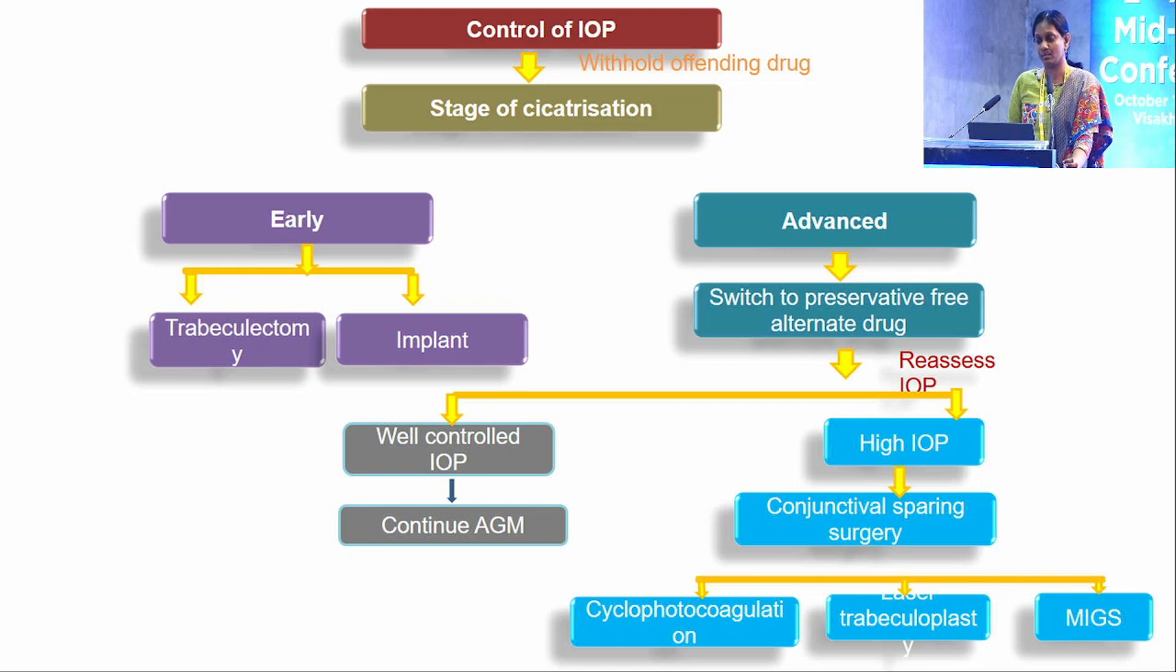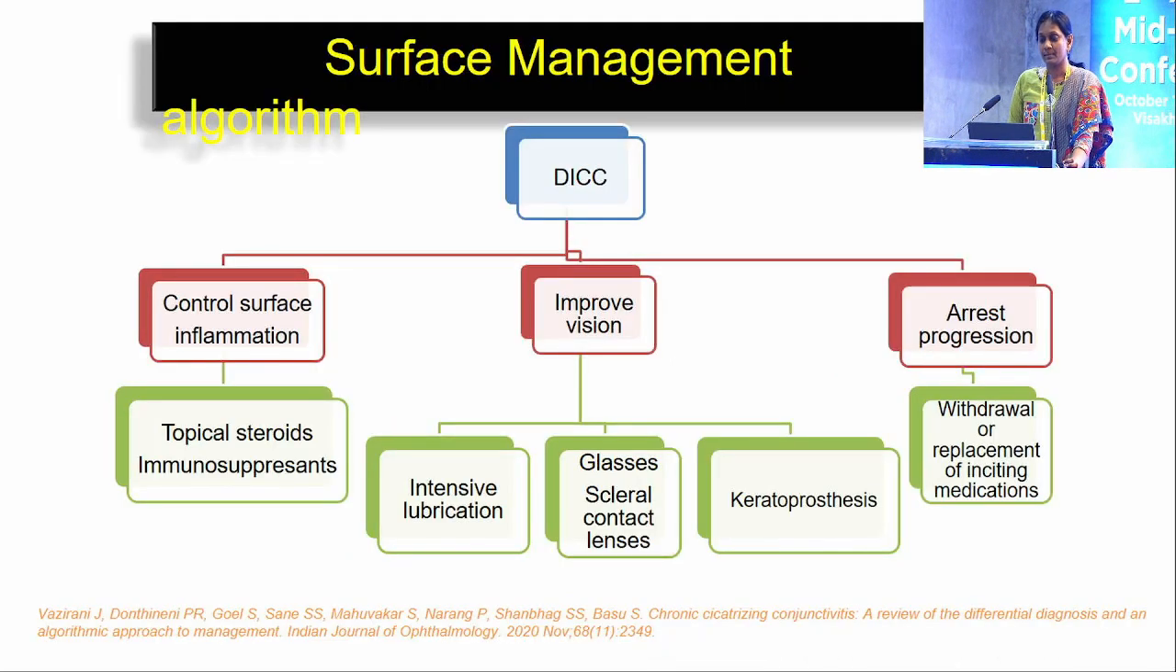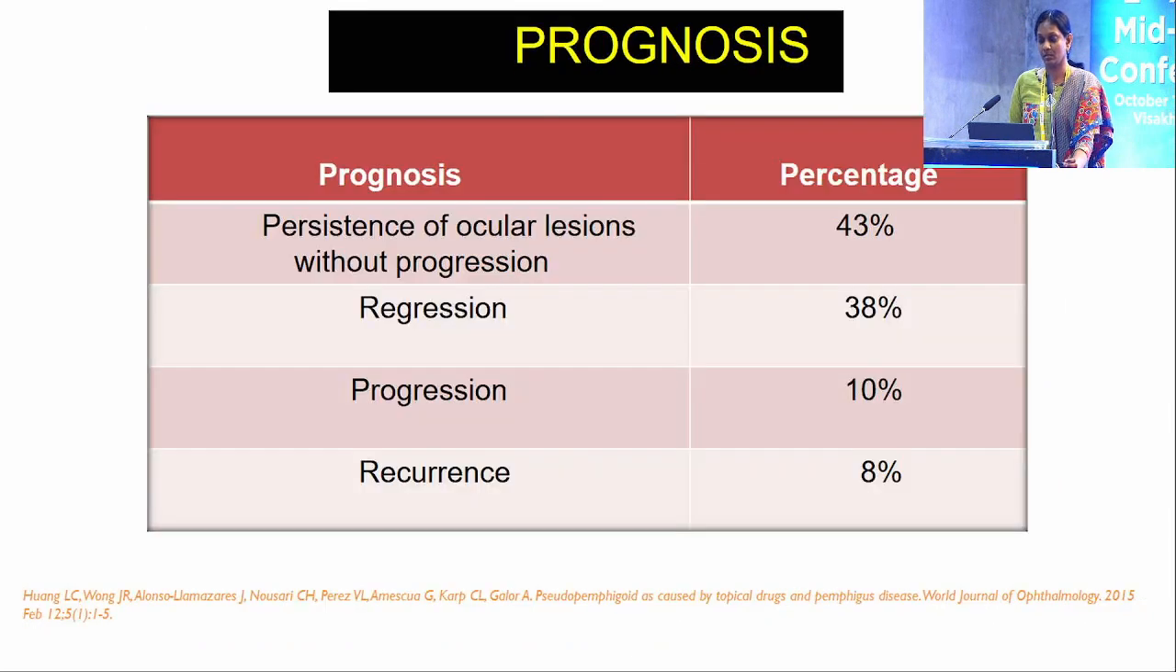Coming to the surface management algorithm, we need to control the surface inflammation by giving topical steroids or immunosuppressants, and to improve vision, we need to give intense lubricants, glasses or scleral contact lens, and we can even go ahead with keratoprosthesis. To arrest the progression, we need to either withdraw or replace the medications which the patient is on. Coming to the prognosis, persistence of ocular lesions without progression is seen in 43% of the cases, and recurrence is seen in 8% of the people.